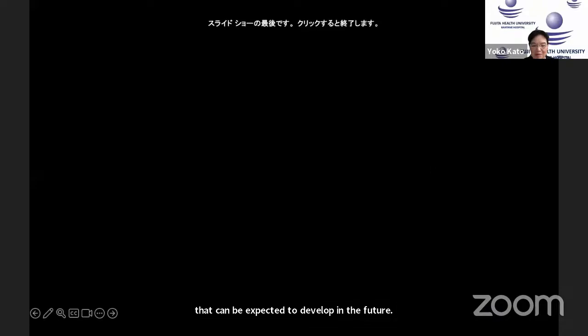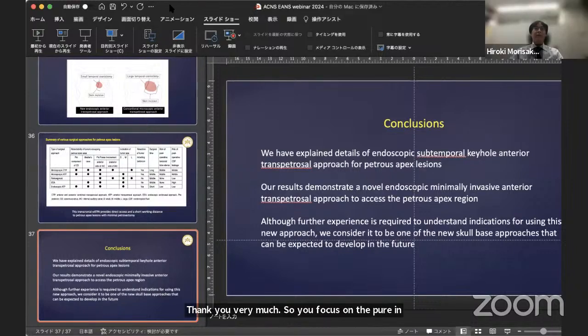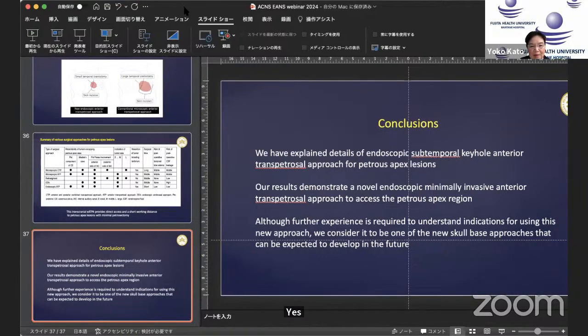Thank you very much, Morisawa Sensei. It was a beautiful presentation. So you focus on the pure endoscopic procedure. Yes. It was really beautiful. So maybe you can give some advice for EANS, how you can approach from the microscope to the endoscope.